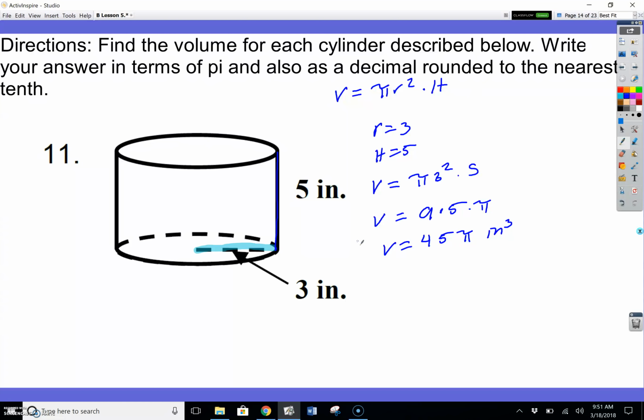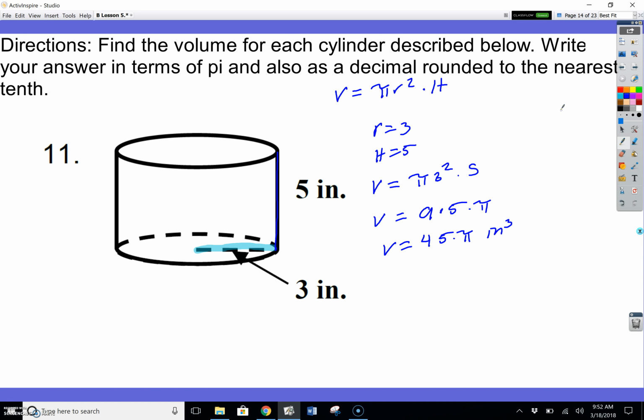This would be your answer in terms of pi. You've multiplied all the answers and it says times pi. As a reminder, pi is an irrational number that goes on forever, so we can't write it as a perfect number. But what we can say is this is as accurate as it gets. The volume of this shape is 45 pi inches cubed.